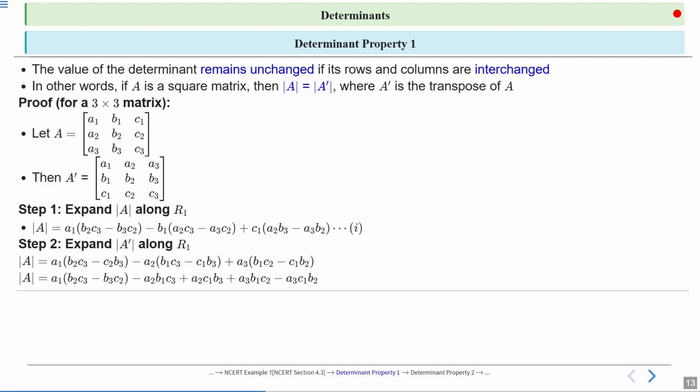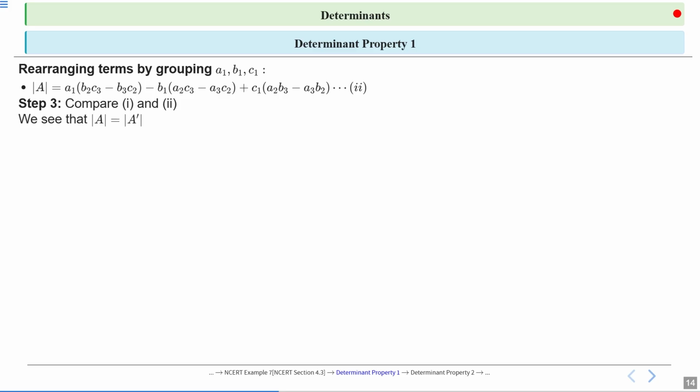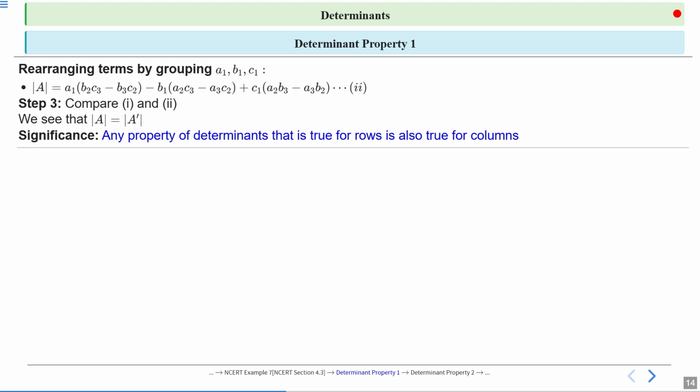On simplifying, we get this. Rearranging terms by grouping A1, B1, C1, in such a way that when we compare the determinant of A and the determinant of A bar, we see that the determinant of A is equal to the determinant of A bar. So any property of a determinant that is true for rows is also true for columns. That is the remark: if we read any property for rows, then that property is also true for columns.